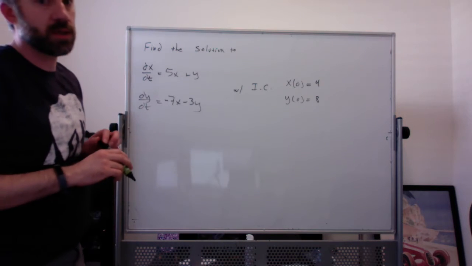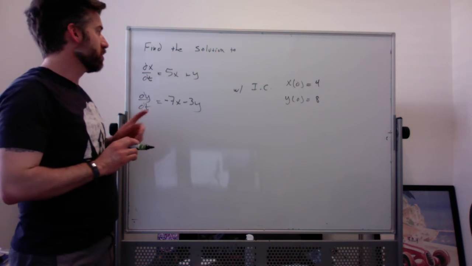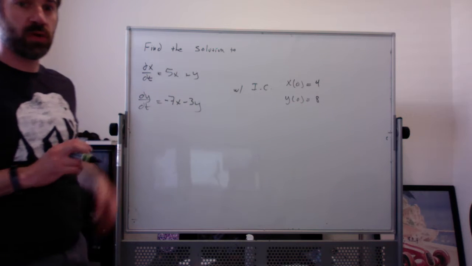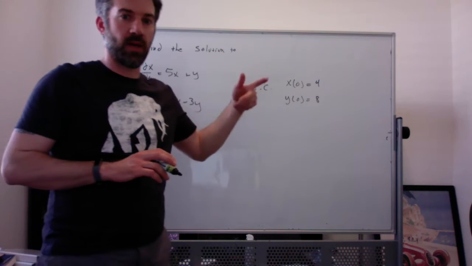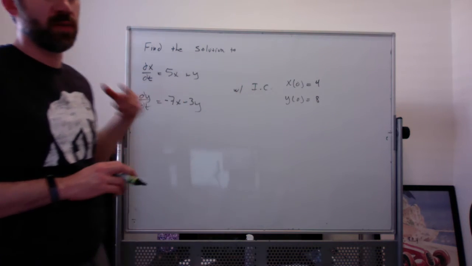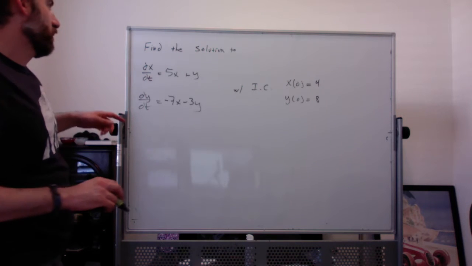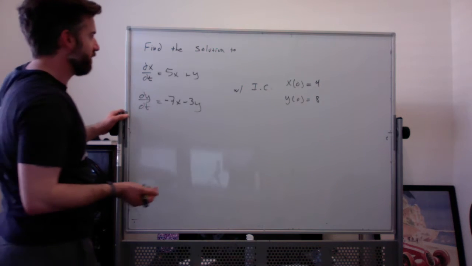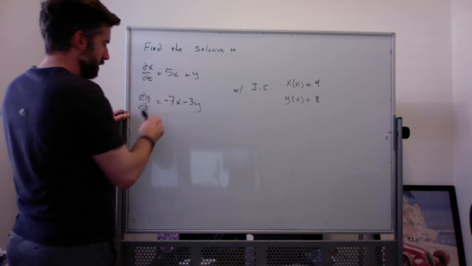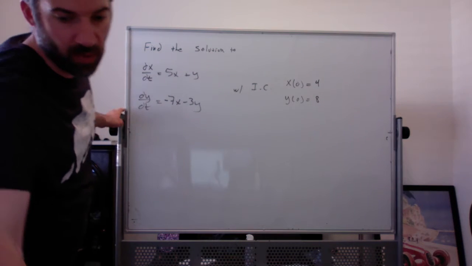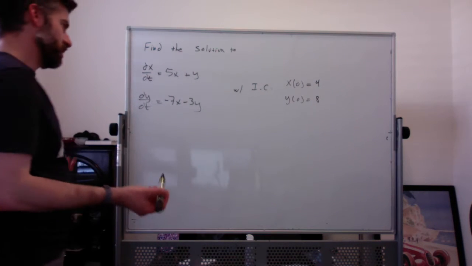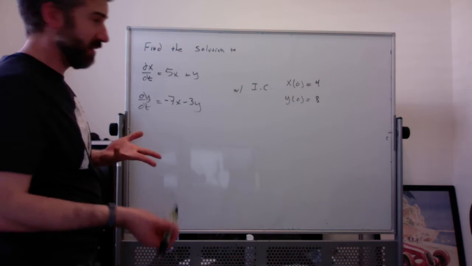17c, here's an example of finding the solution to a linear system of differential equations with initial conditions x of 0 equals 4 and y of 0 equals 8. The equation is dx/dt equals 5x plus y, dy/dt equals negative 7x minus 3y. And the way we're going to solve this is the usual way. We're going to find the eigenvalues and find the eigenvectors.